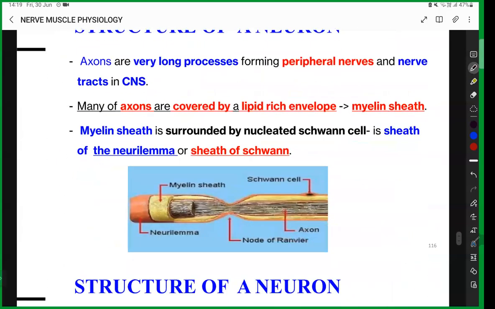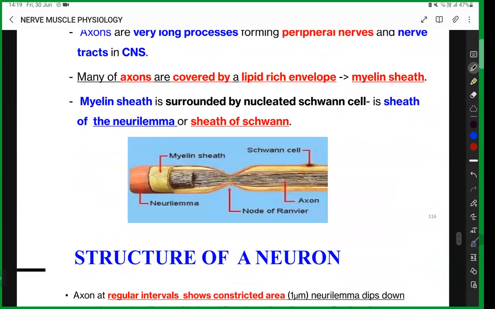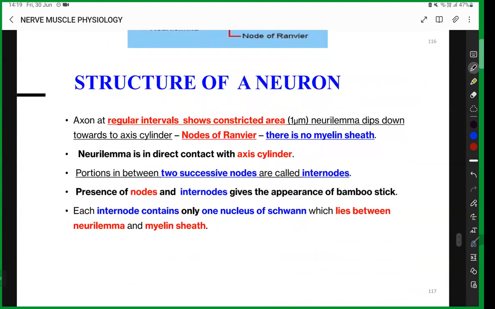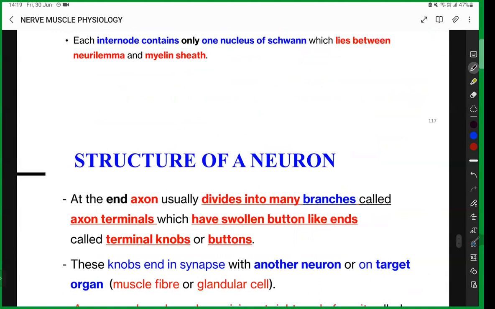Next, this is going to be the axon. These axons are going to be covered by the myelin sheath. This myelin sheath is again surrounded by the neurolemma. This neurolemma contains Schwann cells. In the peripheral nervous system, it's going to be Schwann cells. In the central nervous system, it's going to be oligodendrocytes.